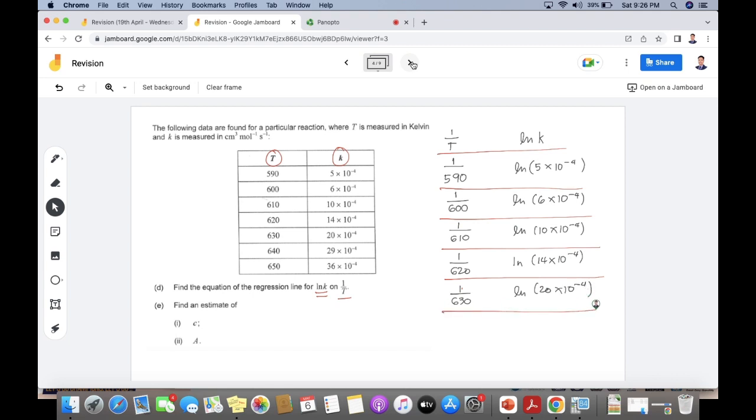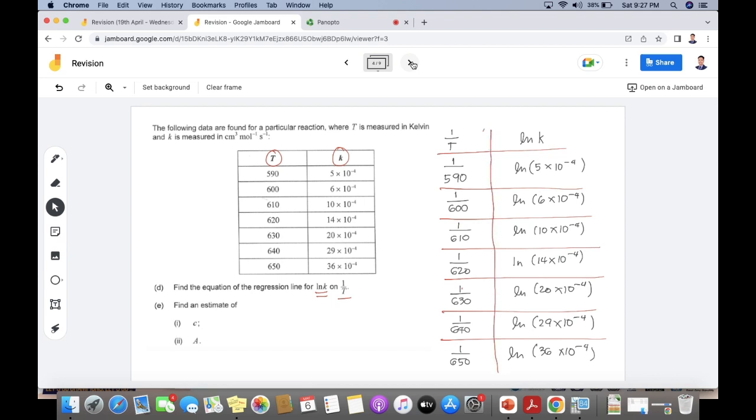And 2 more to go. We have 1 over 640, ln of 29 times 10 to the negative 4. And finally, we have 1 over 650 paired with ln of 36 times 10 to the negative 4. Alright. So this would now be the data that we're going to use.